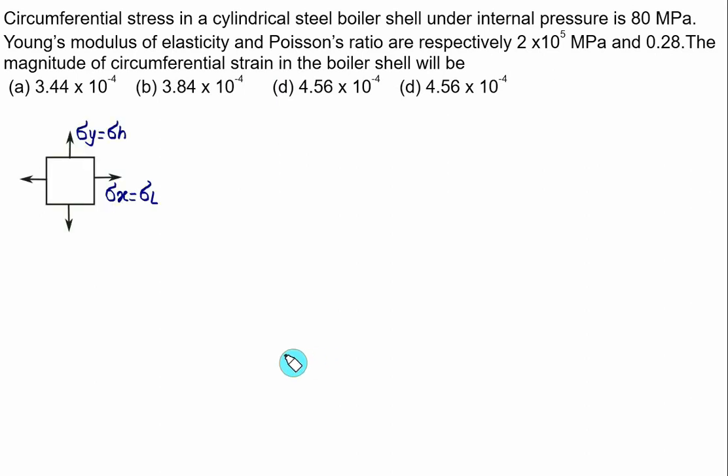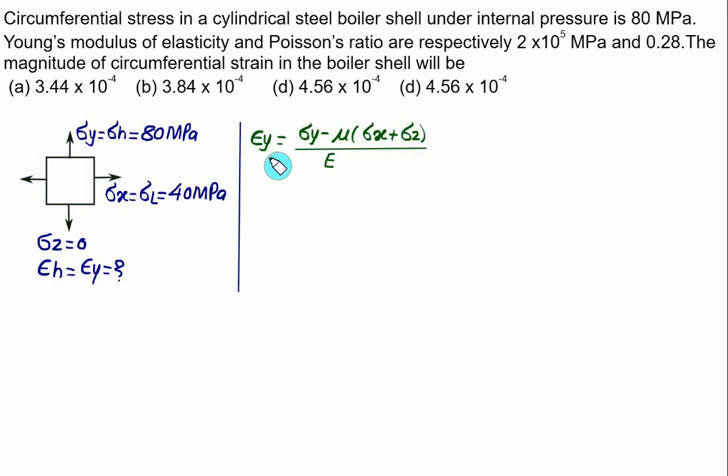So the question is of 1 mark or 2 mark. Keep your steps standard. First you draw the state of stress. Sigma x is same as sigma L. Sigma y is equal to sigma h. And this value of sigma h is known to us, that equal to 80 megapascal. And half of it will be sigma L, equal to 40 megapascal. And the stress along the z direction will be equal to 0. What we are interested to calculate is the circumferential strain, that is the value of epsilon h. Epsilon h is same as epsilon y.